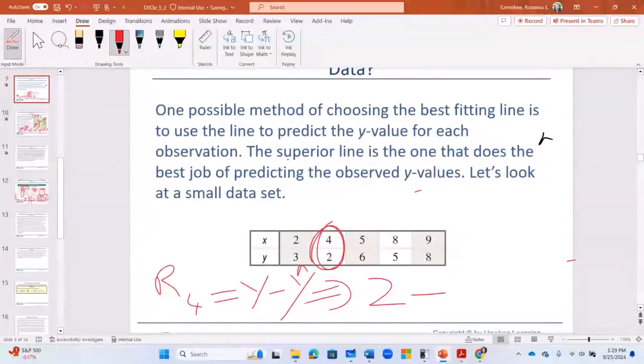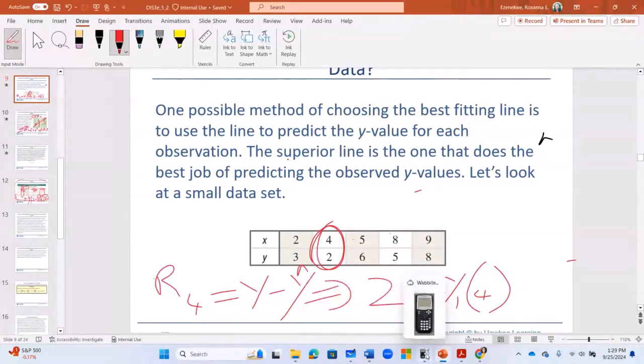Substitute 4 into the equation in y1. So you just bring y1, what I just did before. Y1, substitute 4. The observed is 2, given to you. The calculated is, so let me get my calculator and get the calculated.